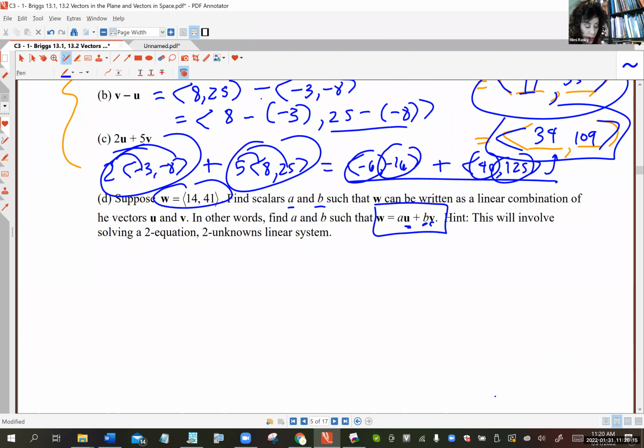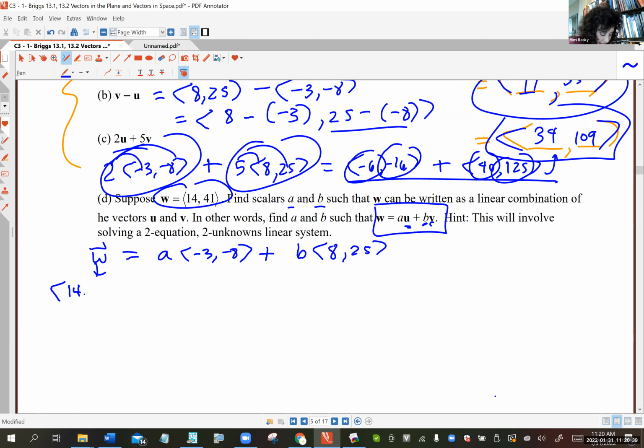So what you want to do to help yourself with this is do it in slow motion so it'll make sense. So here's what we're trying to say. We want W to be some number A, that's the unknown, we've got to go get that, times the -3, -8 vector, plus B times the V vector, which has components 8, 25. And W we know also, because they gave it to us. And then I'm going to do the scalar multiplication, which I distribute the A.